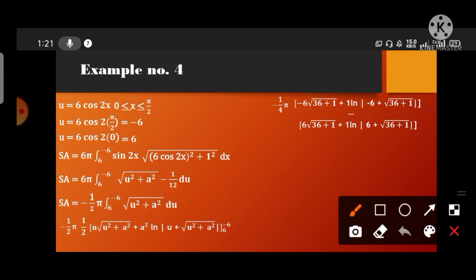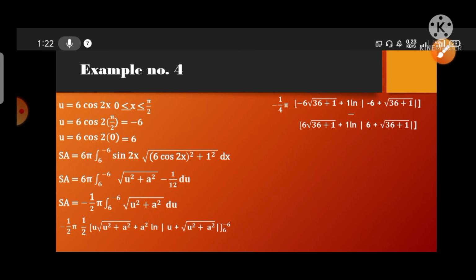our lower interval, 6, which is our u, times the square root of 36, the u squared, plus 1, our a squared, plus 1 times ln absolute value of u, which is 6, plus the square root of u squared, 36, plus a squared, which is 1.